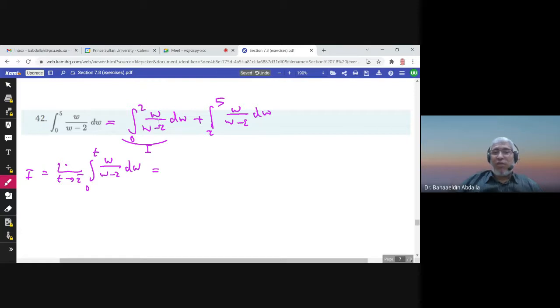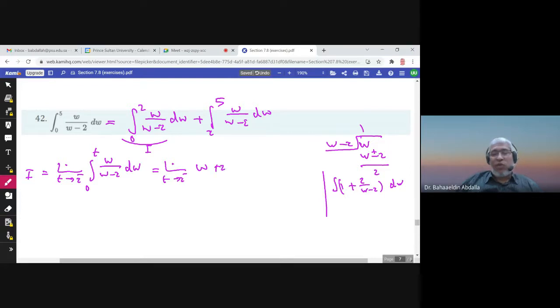And here we need to use long division to divide w by w minus 2. I can write it as the integral of w over w minus 2, I can write it as the integral of 1 plus 2 over w minus 2. So the answer is the integral of 1 is w plus 2 ln |w minus 2| from 0 to t.